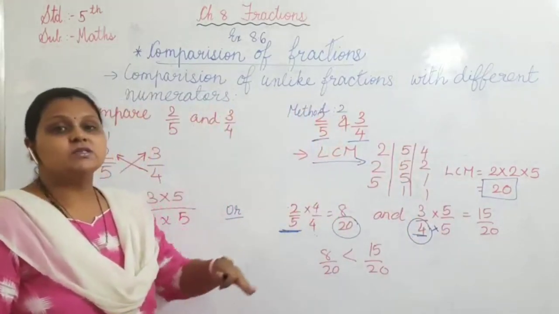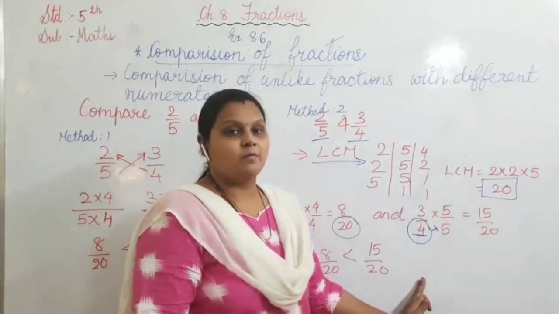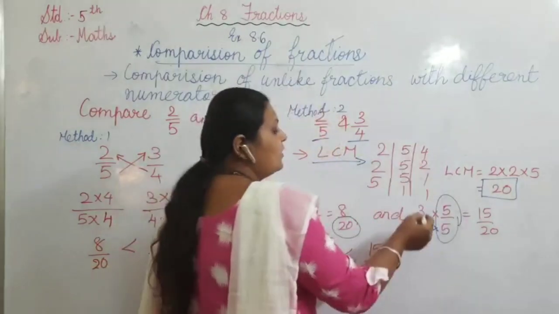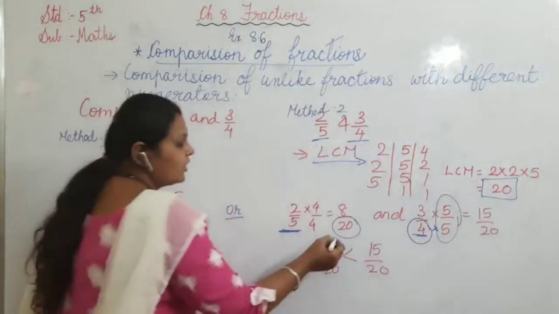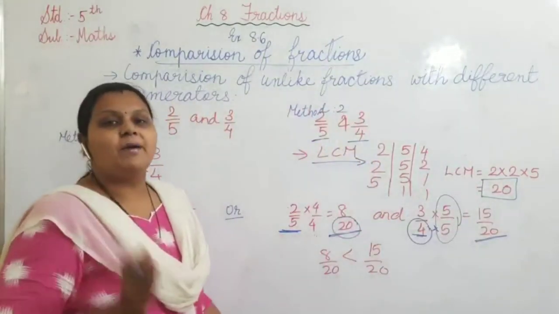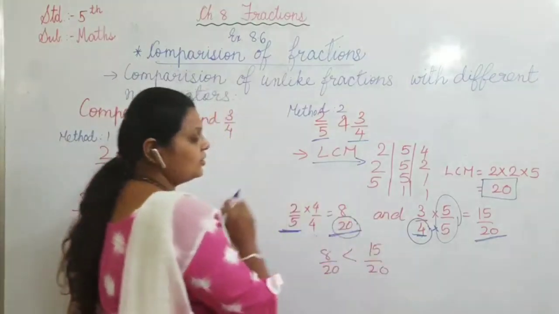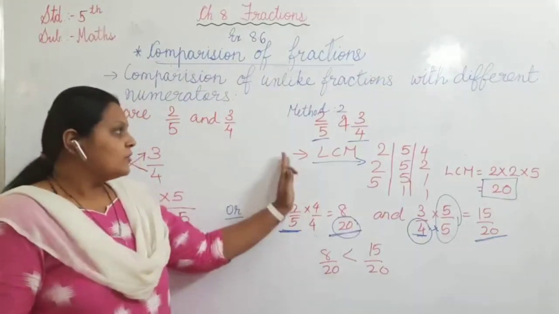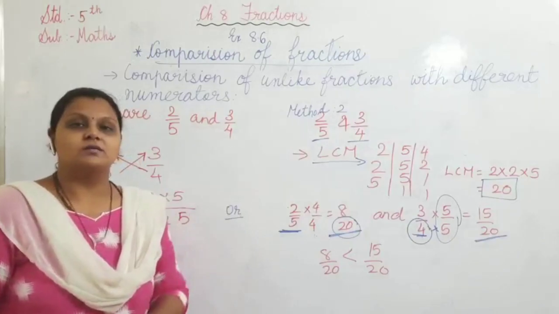The rule is to divide and multiply the given fraction with the same number. Never forget this. So 5 upon 5. 3 5s are 15 and 5 4s are 20. Now your denominators are equal. So we can compare the fractions 8 upon 20 and 15 upon 20. Here 8 is smaller than 15. So 2 upon 5 is smaller than 3 upon 4.